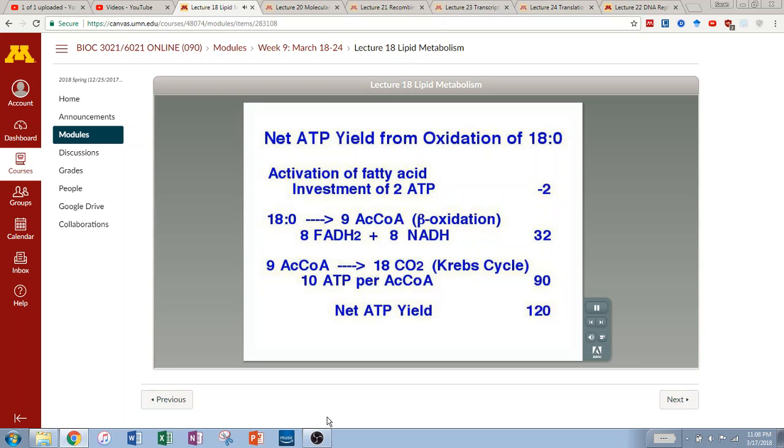There are 8 rounds of beta oxidation, with each round producing 4 ATPs, so this phase yields a total of 32 ATPs. You might be tempted to think that there were 9 rounds of beta oxidation from a C18 fatty acid, but remember that the 8th round, starting with a 4-carbon acyl-CoA, produces 2 acetyl-CoAs. There are 9 acetyl-CoAs fed into the TCA cycle, and each one produces 10 ATPs for a total of 90 ATPs. Minus 2 plus 32 plus 90 gives you a net yield of 120 ATPs. Wow!